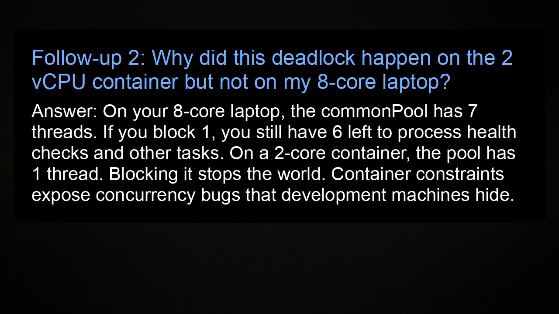Follow-up 2. Why did this deadlock happen on the 2 vCPU container, but not on my 8-core laptop? Answer: on your 8-core laptop, the common pool has 7 threads. If you block one, you still have 6 left to process health checks and other tasks. On a 2-core container, the pool has 1 thread. Blocking it stops the world. Container constraints expose concurrency bugs that development machines hide.